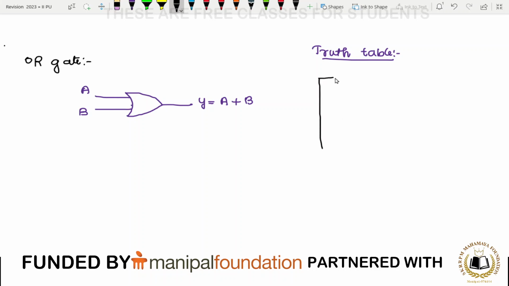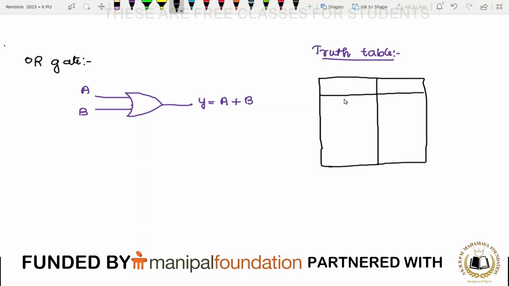So there are 2 inputs possible here, inputs A and B, and there is an output. There is only one output, but there are 2 inputs. This is the truth table. So inputs, and here is the output. So inputs A and B, output Y equal to A plus B.